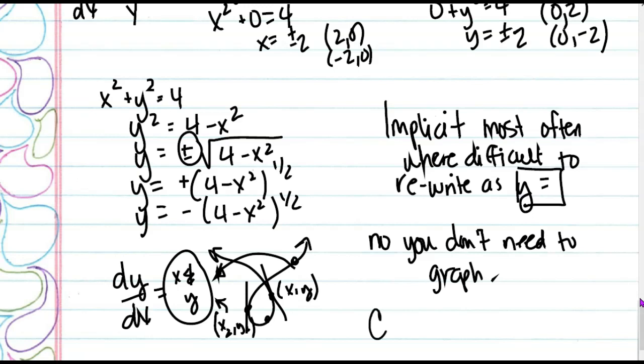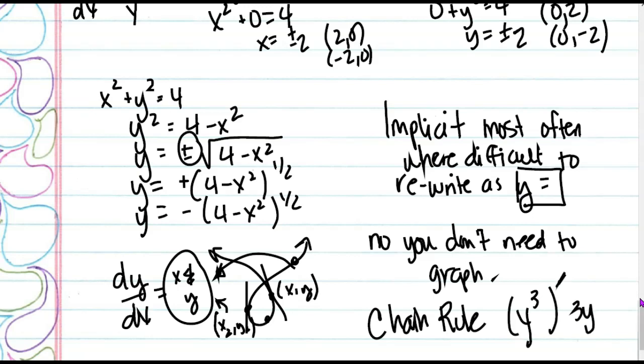This is chain rule because you're having to take the derivative of the variable itself. So it's chain rule in the sense that if you see y cubed, you're going to take the derivative 3y squared. If we're doing the derivative of y cubed, we're going to say 3y squared times the derivative of y itself, so dy/dx.